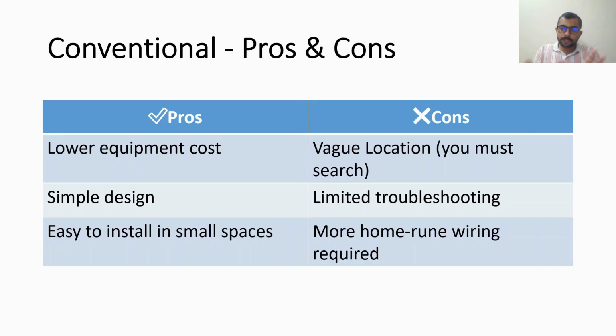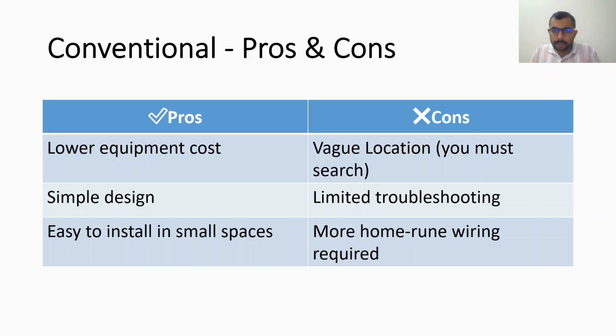So let's discuss the pros and cons of the conventional system. When it comes to the cost, the conventional system is cheaper. It has a very simple design. You don't have to break your head while designing a conventional system, and it's also easier when it comes to small spaces. Those are the pros of the conventional system.